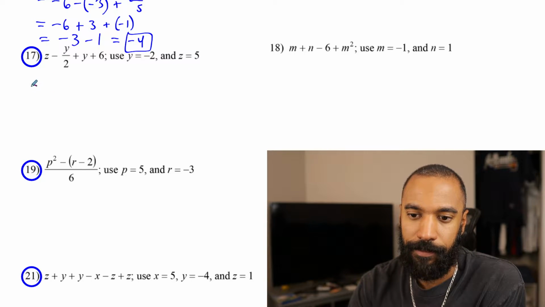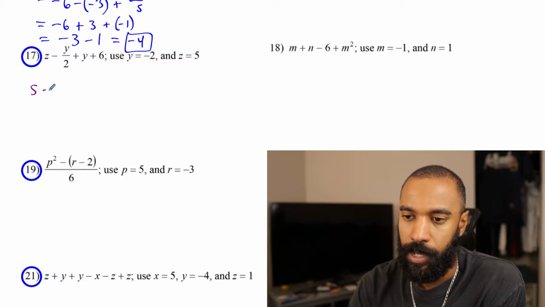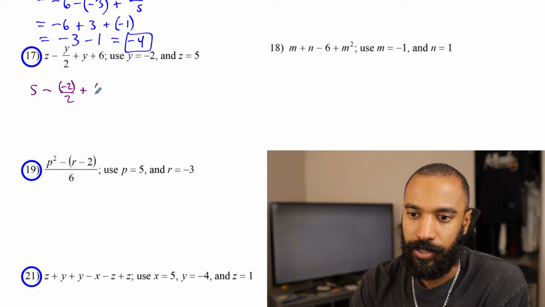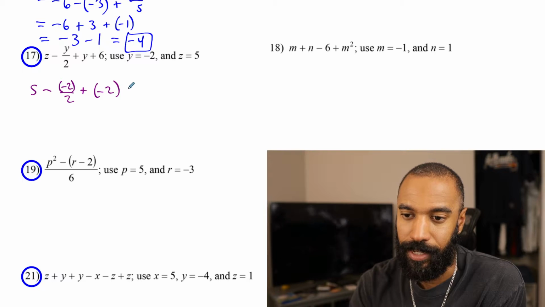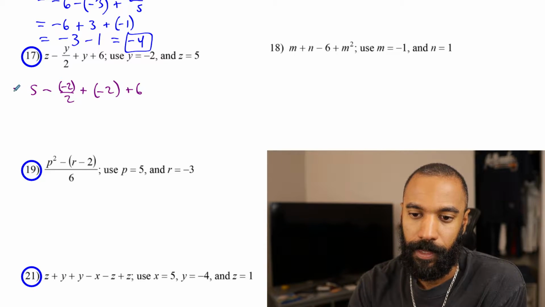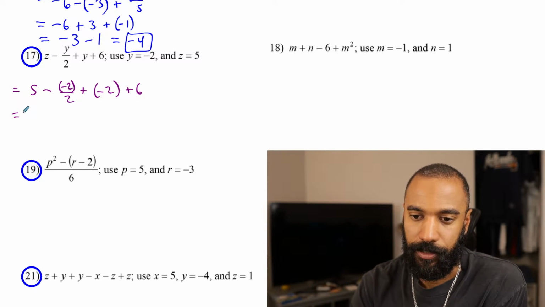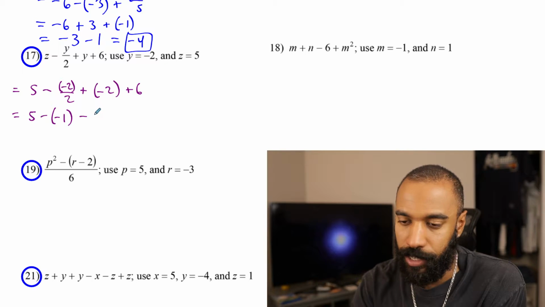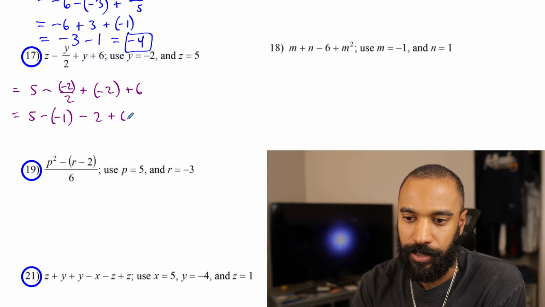Let's substitute. 5, not going to use parentheses for that z right there, minus, I will here, -2 over 2, plus -2, parentheses, I like that, plus 6. Substitution first, clean up after. Here we go. We got 5 minus -2 over 2 is -1. Plus a negative is subtraction, so -2, and then plus 6.